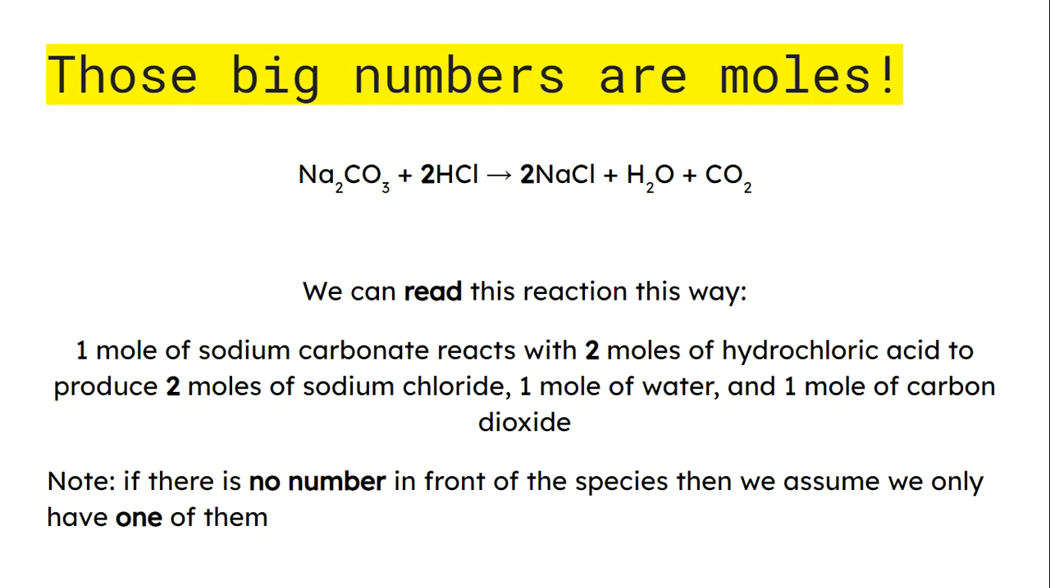So if there's no number in front of the species, so no number in front of the compound or element, then we just assume we have one of them. If we didn't have one, if we had none, it wouldn't even be in the reaction. So if there's no number, that means we have one of those. If there is a number, then that's how many we have.